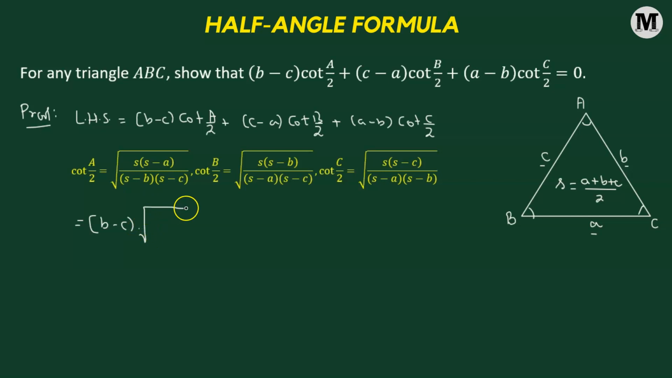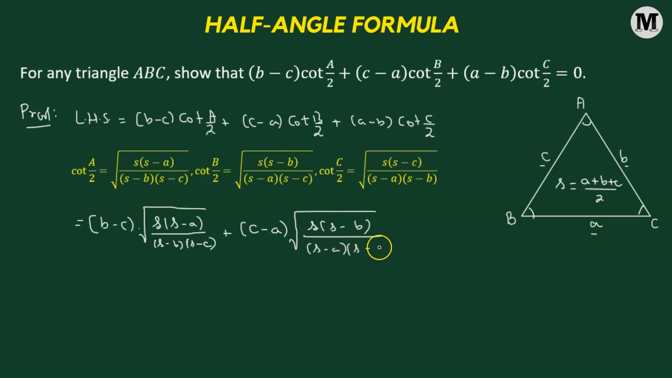That's going to be given by the square root of S times (S minus a) divided by (S minus b) times (S minus c). This will get added to (c minus a) multiplied by cotangent of B over 2, which is going to be the square root of S times (S minus b) whole divided by (S minus a) times (S minus c), added to (a minus b) times cotangent of C over 2. That's going to be the square root of S multiplied by (S minus c) whole divided by (S minus a) times (S minus b). Fine. Now let's solve this.